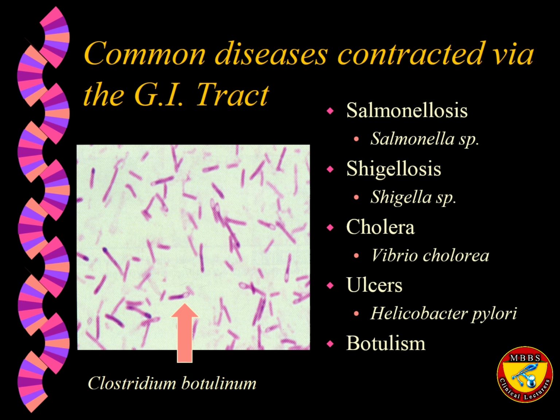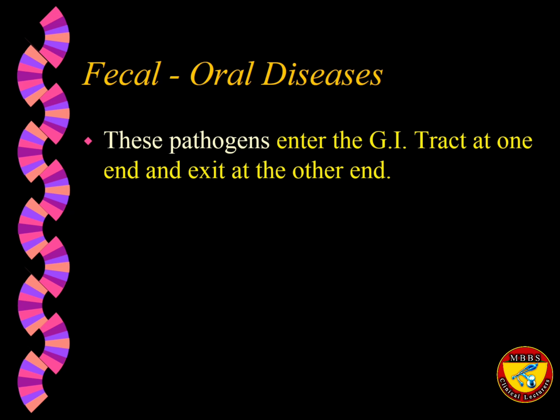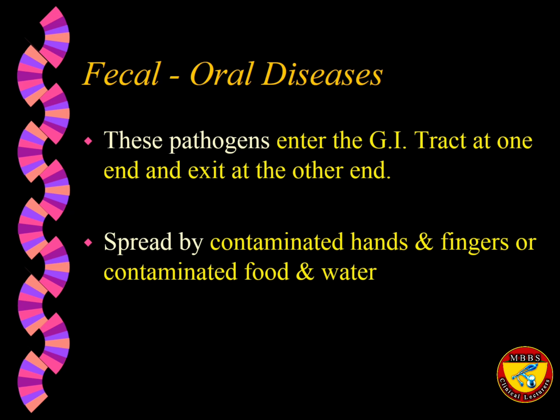So these pathogens enter the GIT at one end and exit at the other end. They are excreted in the feces, and they spread by contaminated hands and fingers. That's why hand hygiene and hand washing is very important.